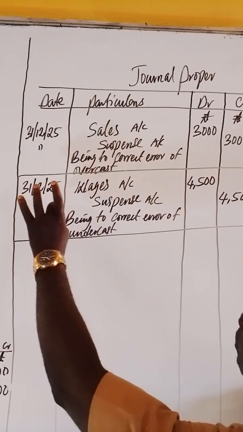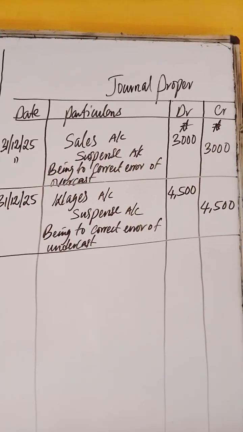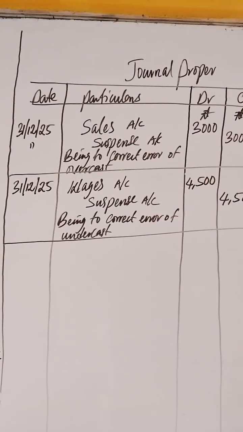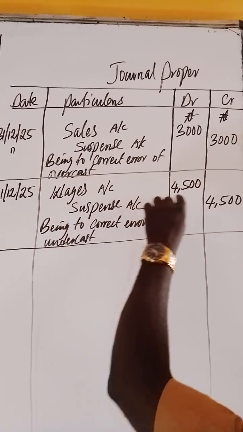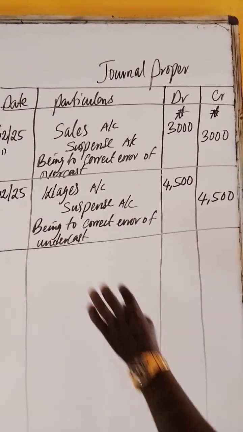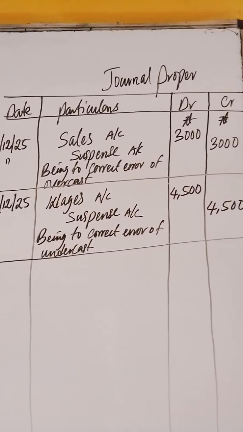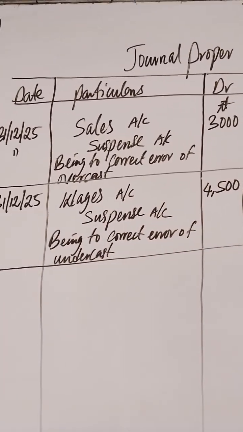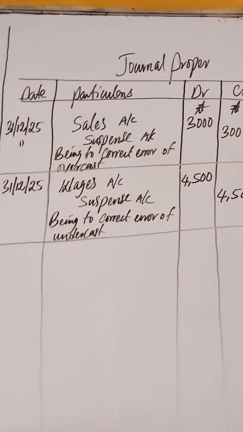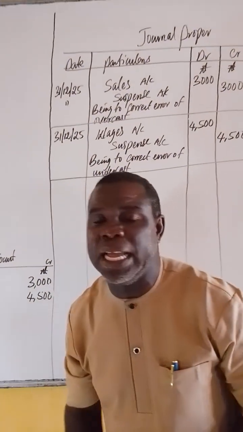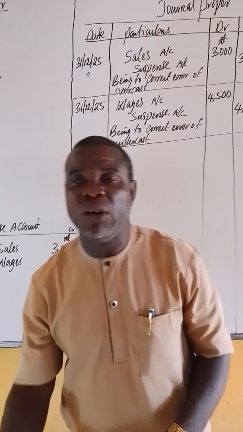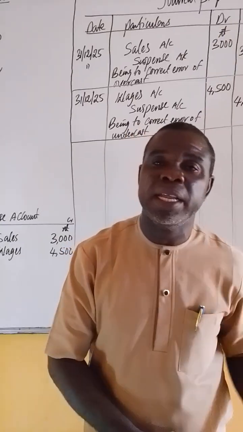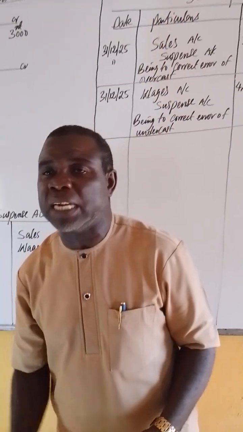Then coming to the wages, here I already explained. Wages is also debited by way of correction because it was undercast and 4,500 was added to the debit side. And look at wages being debited by way of correction and suspense account is being credited by way of correction. Then in this case, you have to still explain being to correct error of undercast. This is how casting error is corrected in the journal and also the suspense account. Let's watch out to see how we treat the remaining errors affecting the trial balance in the next class. Watch out.